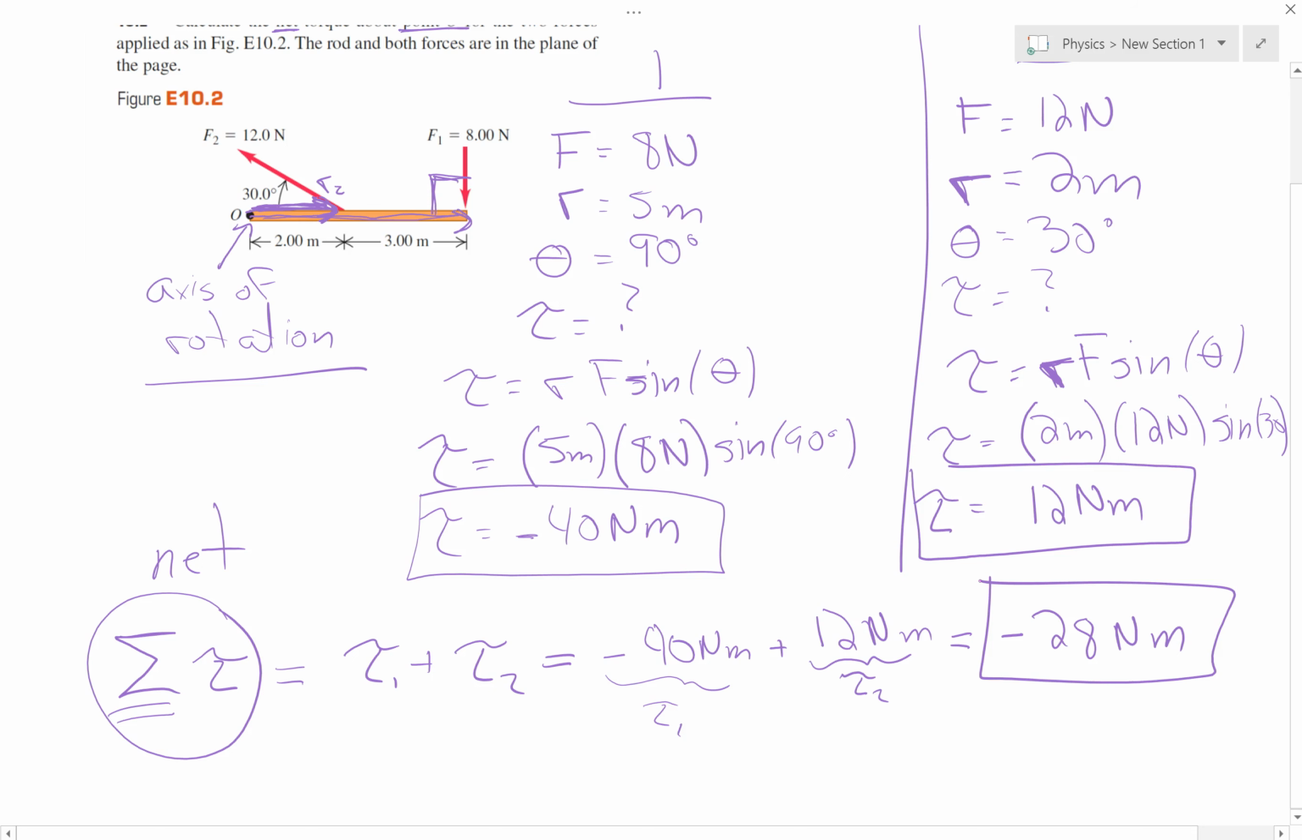What does this mean? Well, it means that in general, in the end, this thing is going to end up rotating clockwise, because my answer is still negative, with 28 newton meters of torque. All right, so we've seen a couple examples. We've worked out some torque problems. We've seen how to find net torques. The Mastering Physics is going to have a couple problems on finding individual torques, and probably a couple problems on finding the net torques.